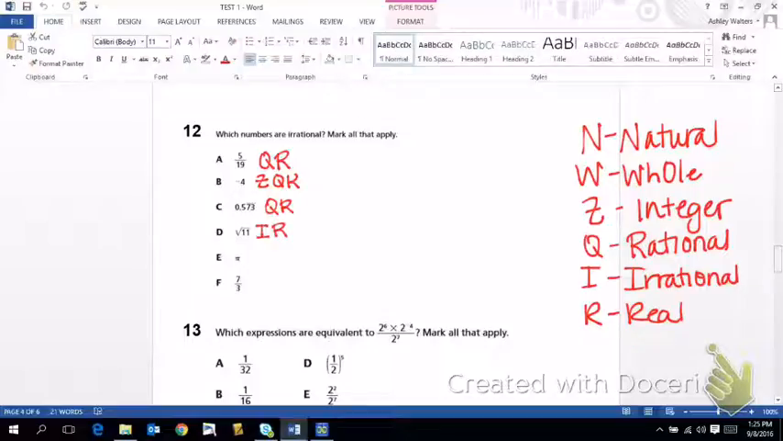It is also real. Pi is a perfect example of irrational numbers. It's a decimal that keeps on going. So it is irrational. It is also real. And F, again, we have a fraction, so it's not natural, whole, or an integer, but because it's a fraction of two integers, it is rational and it is real. So we've identified two numbers as irrational. That is D and that is E.